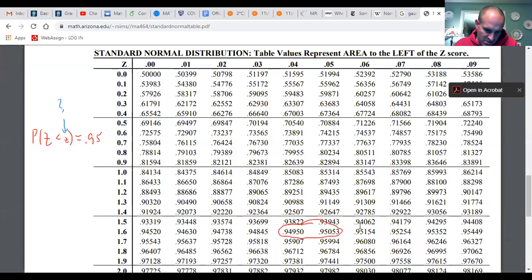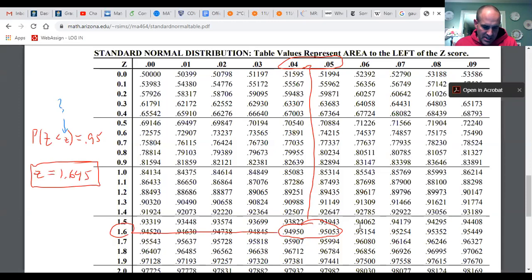So that means if I were to go over here, that's like 1.6 and go up here, 1.64 and 1.65. So it looks like this little z that gives us the 95th percentile is about 1.64, between 1.64 and 1.65. Let's go halfway between.